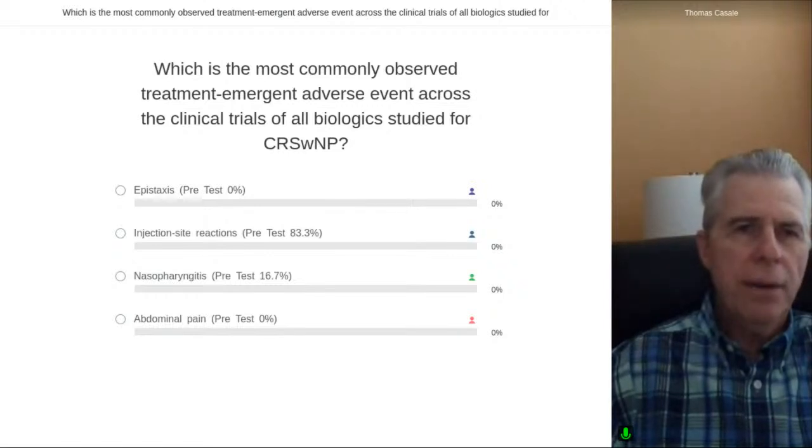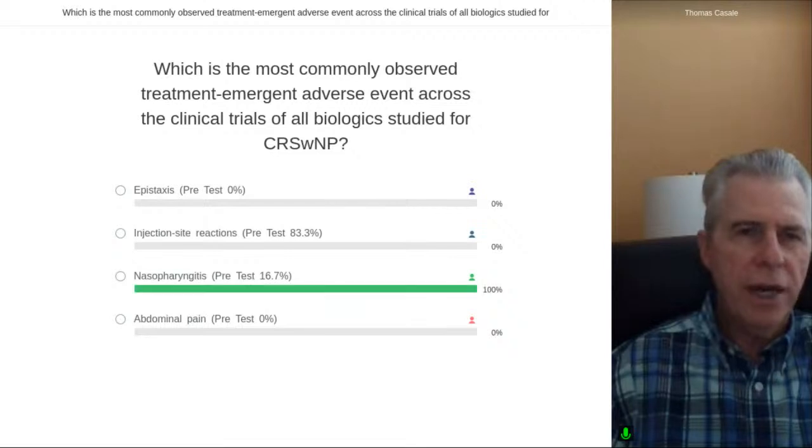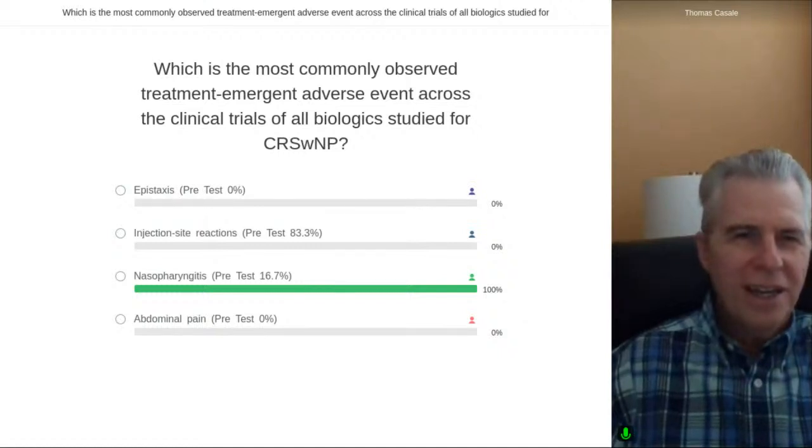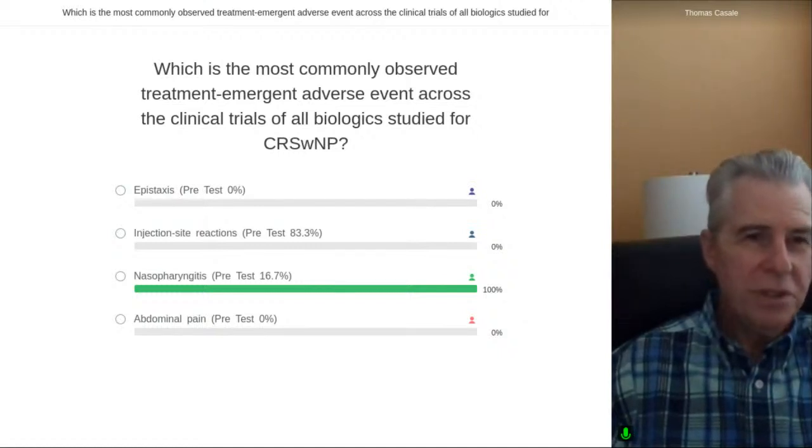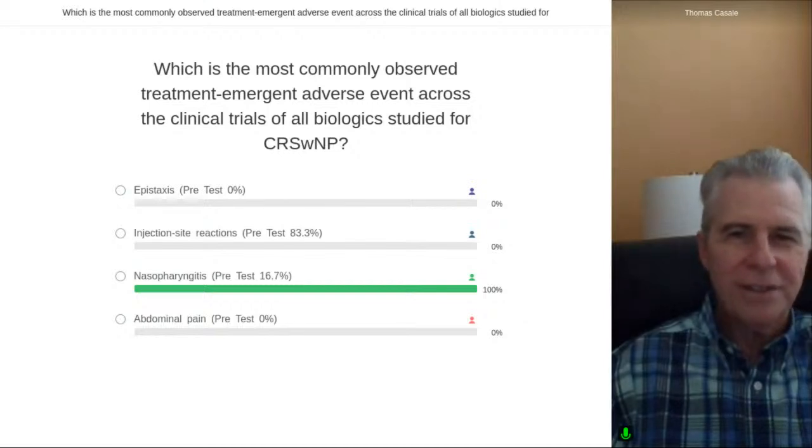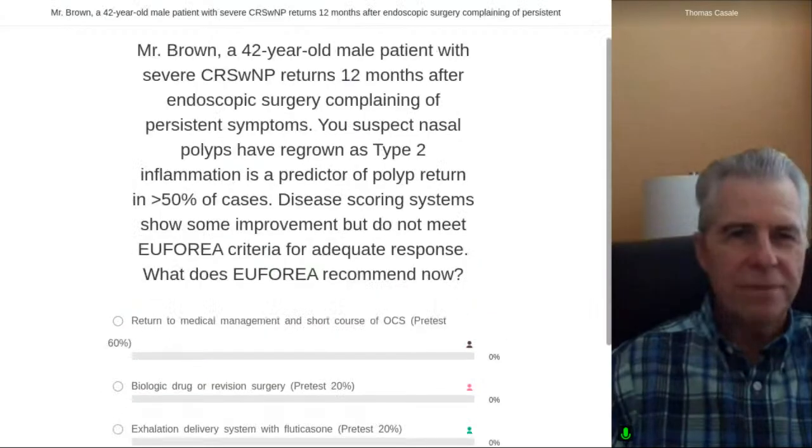Which is the most commonly observed treatment-emergent adverse event across the clinical trials? And we covered that. Now everybody's going to say nasopharyngitis. Initially, everybody thought it was injection site reactions. Okay, next.